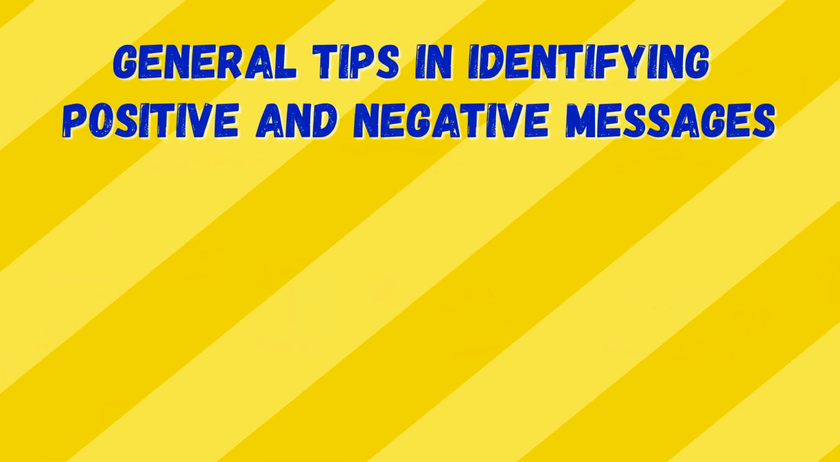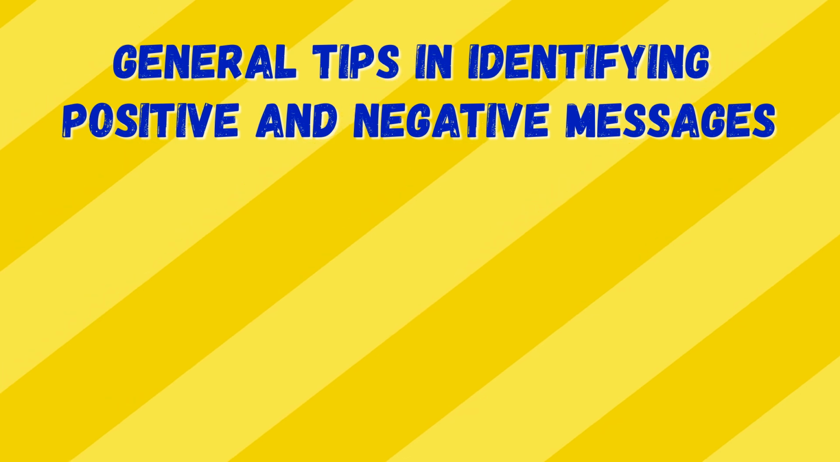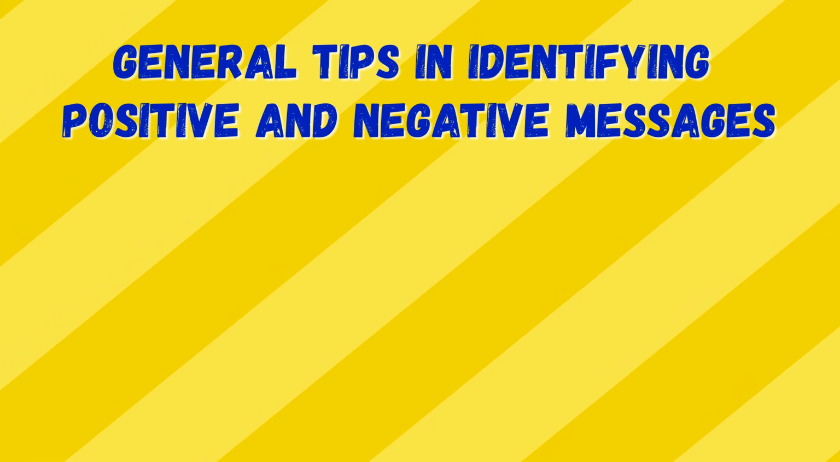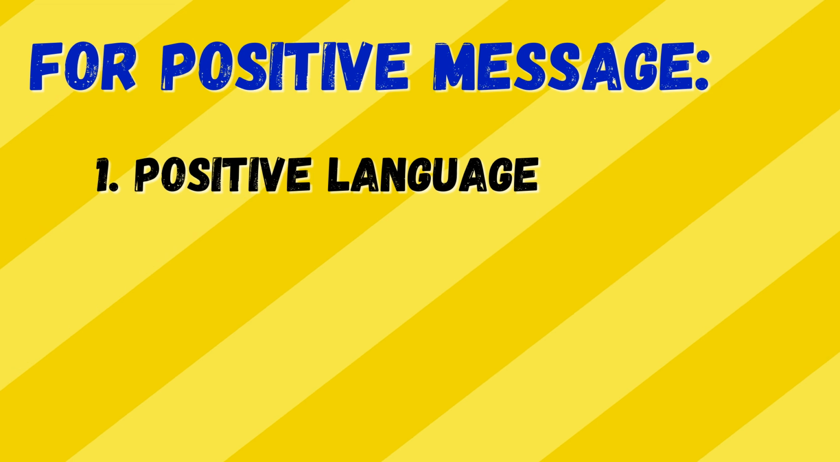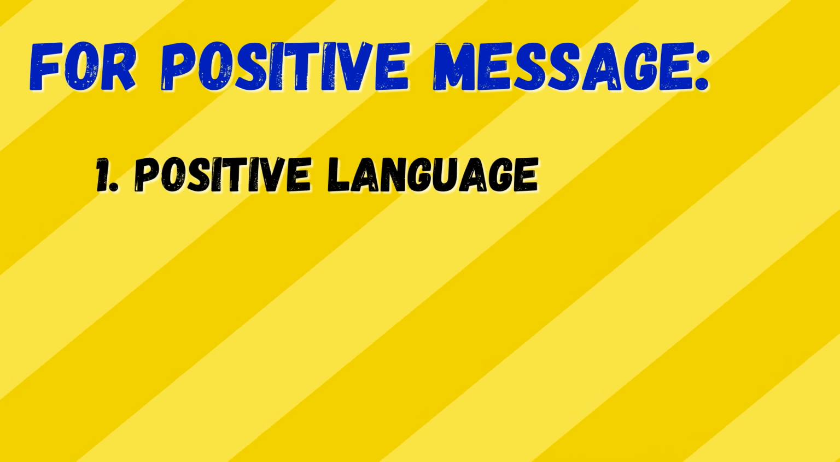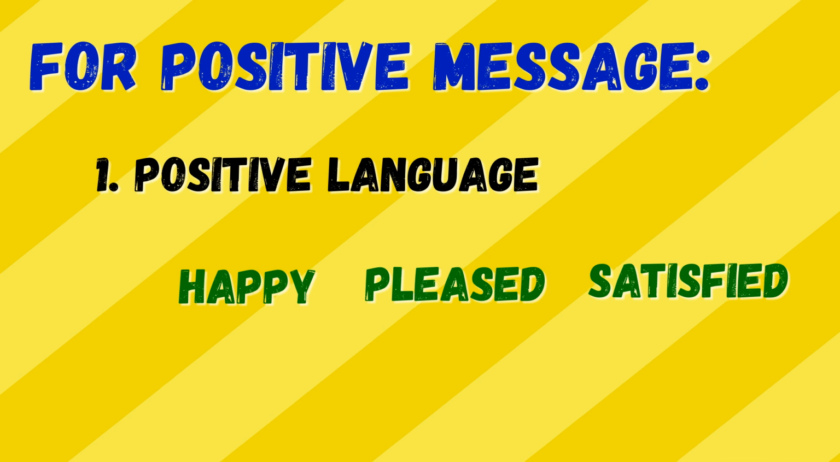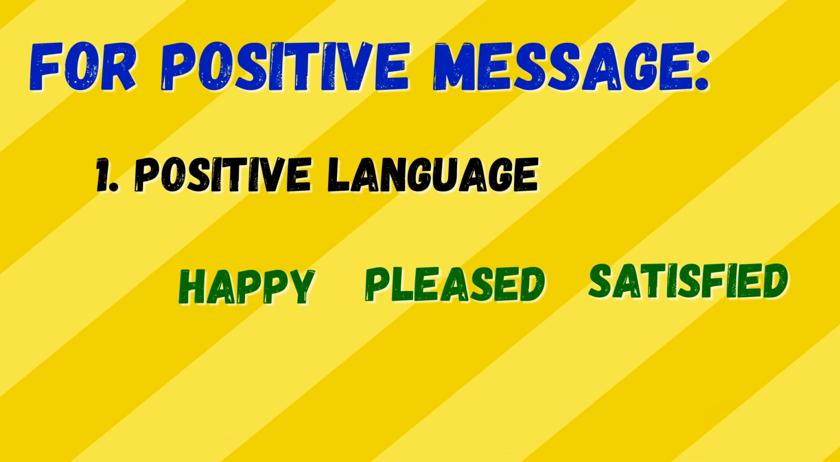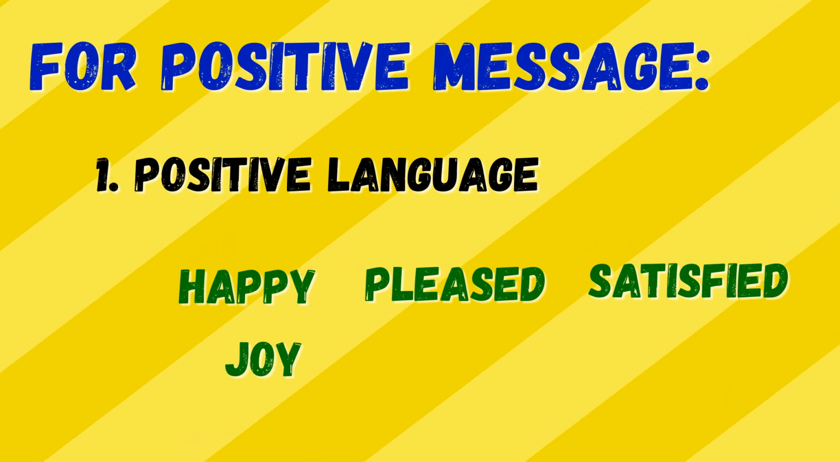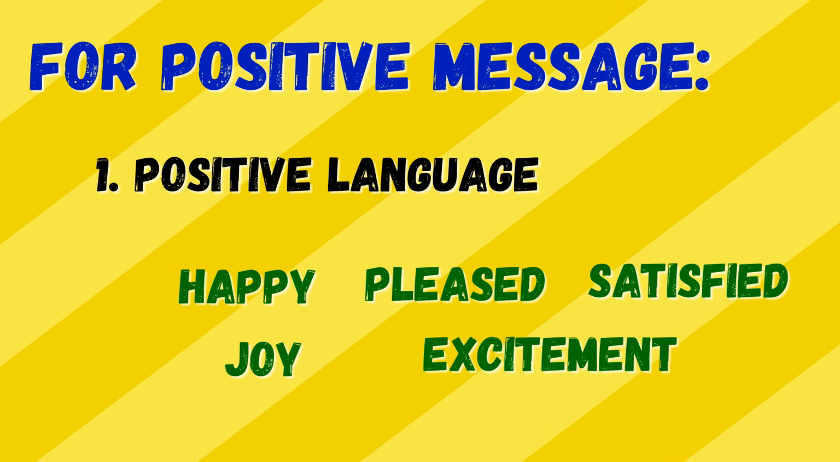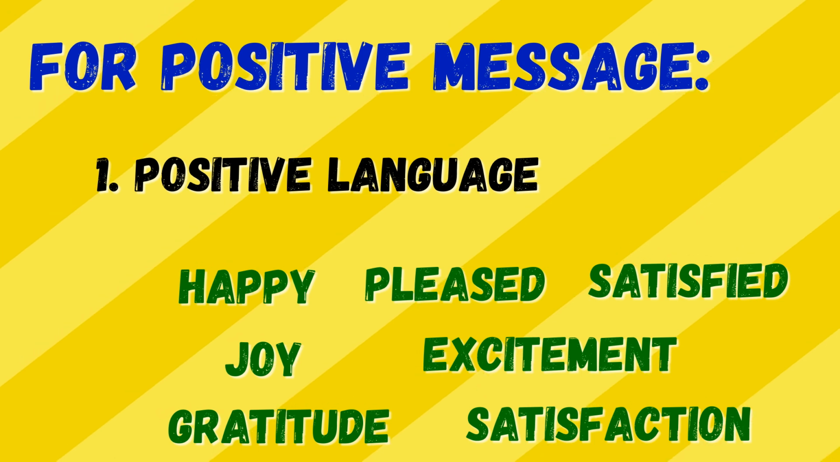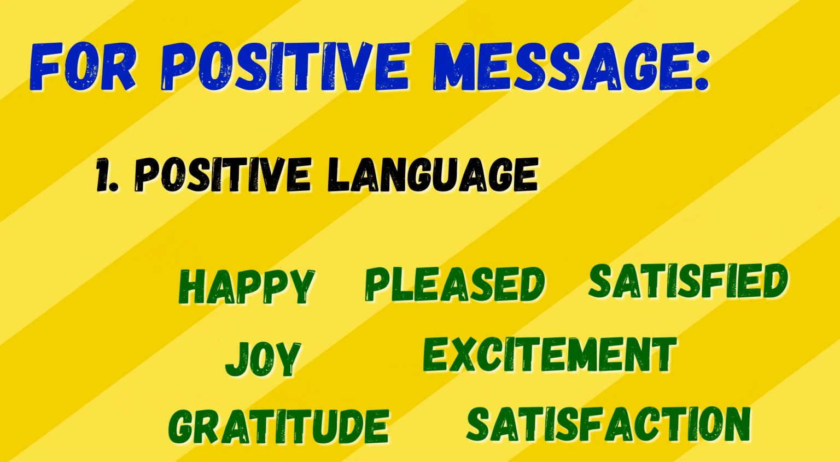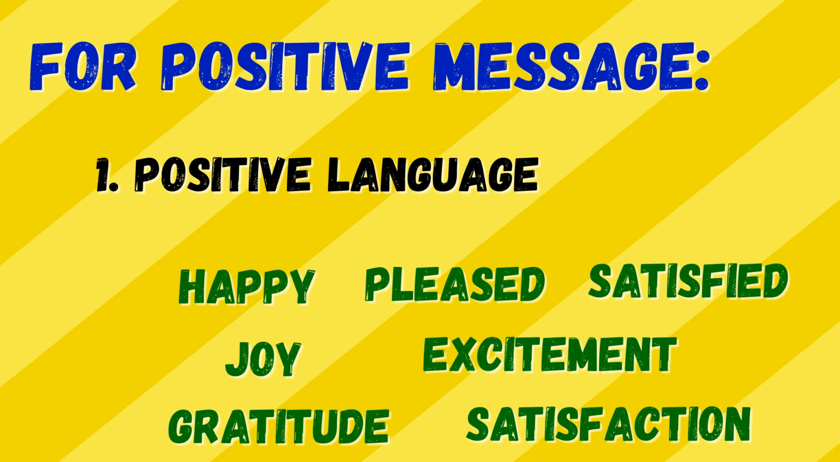Now, here are some general tips to help you identify positive and negative messages in written or oral text. First is find the positive language. Look for words with positive connotations such as happy, pleased, satisfied, etc. Or expressions of joy, excitement, gratitude, or satisfaction often indicate a positive sentiment. These things will help you identify the positivity of a text.